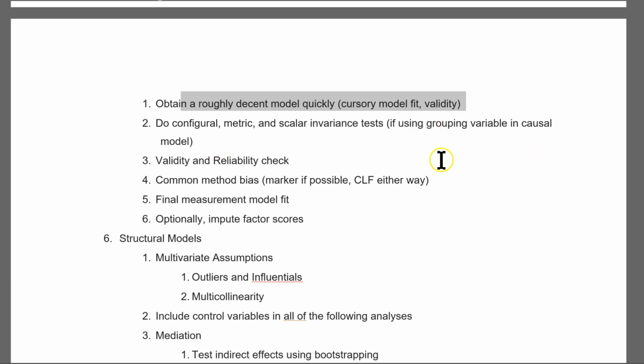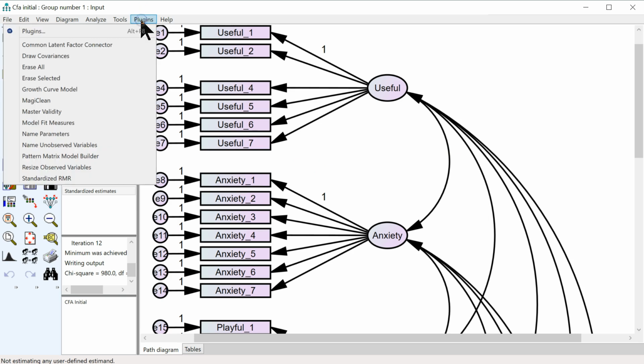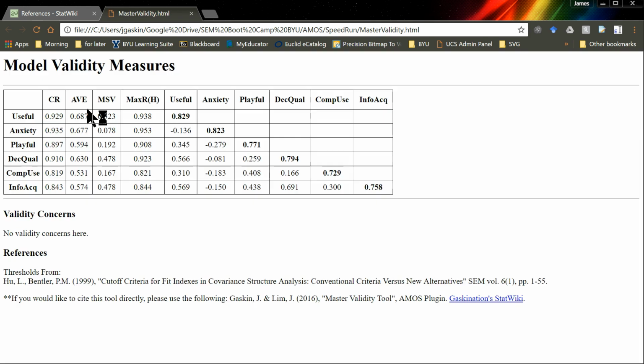And then validity, let's do that really quick. I have a plugin, hopefully it works for you. Let's see, master validity, please work, please work. It's thinking about it, there we go. And no validity concerns, yeah, that's what I wanna hear.